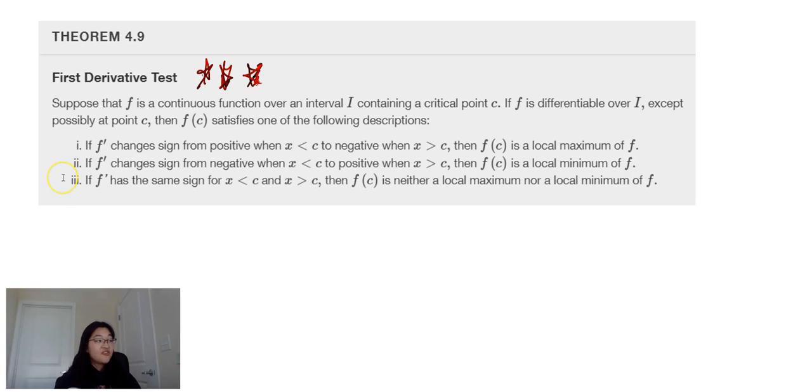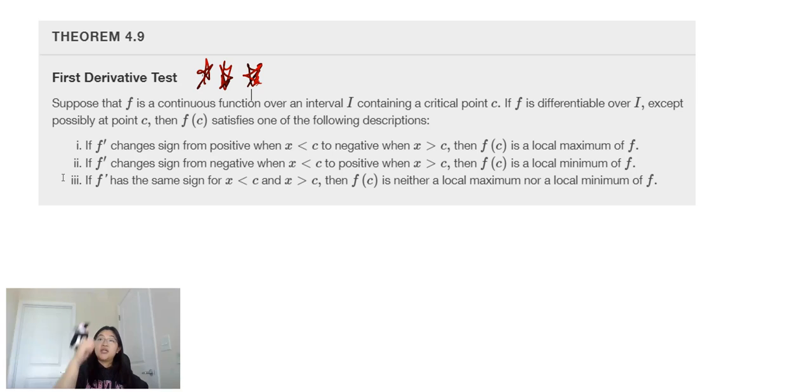But if f prime has the same sign for x less than c and x greater than c, so increasing, and then we have something happening here, and then increasing again, then f of c is neither a local maximum nor a local minimum. You could also say relative maximum or relative minimum. So increase, then you stop, and then you increase again. That's not an extrema. Decrease, then you stop for a little bit and then you decrease again. Not a local extrema right there.